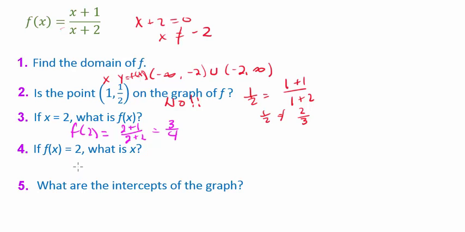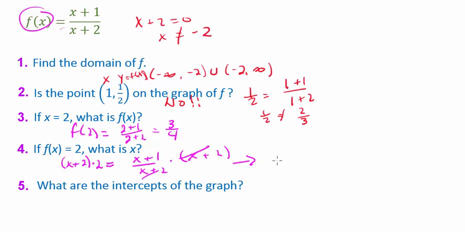Number 4 says if f of x is equal to 2, what is x? So this situation is telling you that f of x is 2, so we know the output here, but we don't know the input x. So 2 equals x plus 1 over x plus 2, and we go ahead and solve that equation. To solve this equation, we do want to clear that denominator, so we're going to multiply both sides by x plus 2. And that will cancel out my denominator.